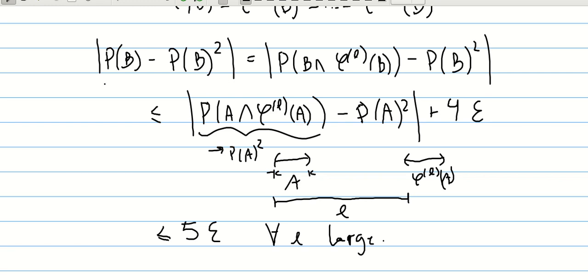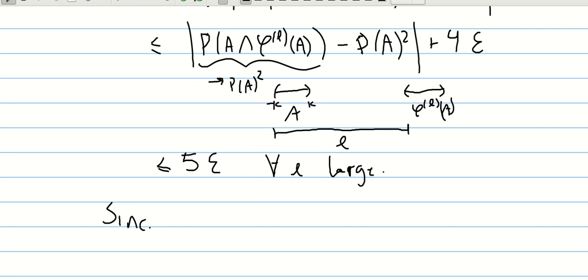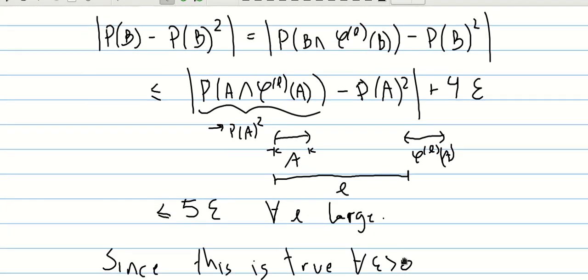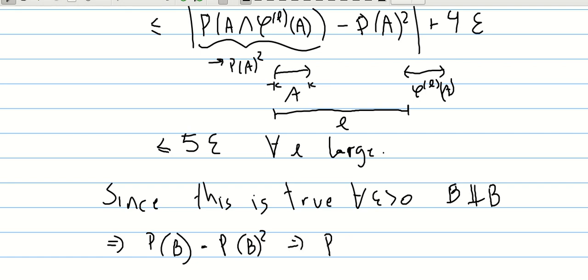And actually the epsilon appeared here. We could prove this for every epsilon. So since this is true for every epsilon positive, we know that B is independent from itself. Or in other words, probability of B is equal to the probability of B squared, or the probability of B is between 0 and 1.